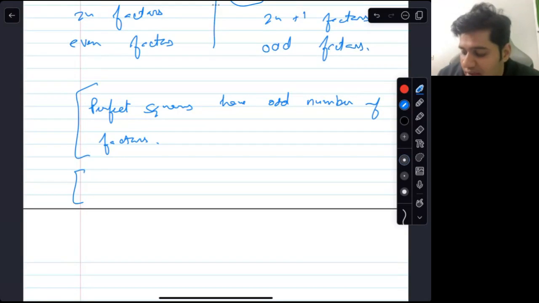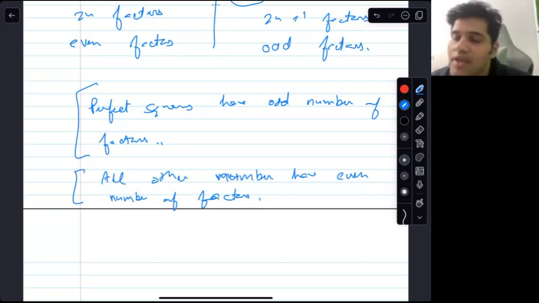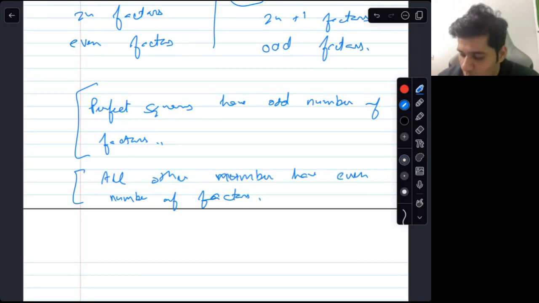All other numbers have even factors. Numbers have an even number of factors. Perfect squares have an odd number of factors. All other numbers have an even number of factors. So whichever has an odd number of factors means odd number of factors.